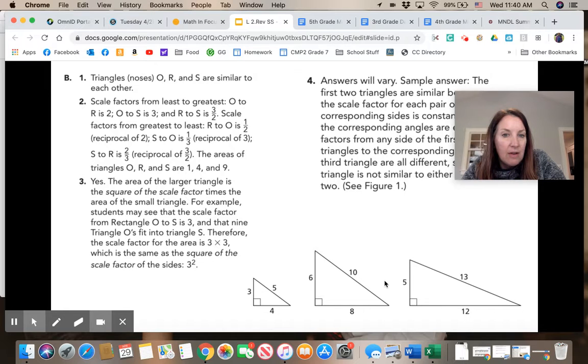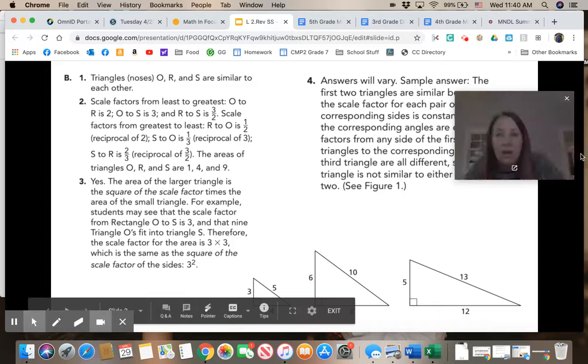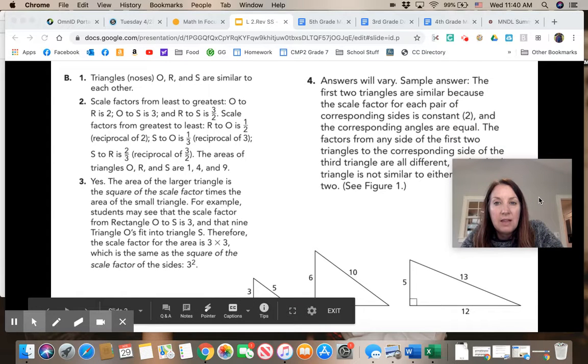B3, yes, the area of the larger triangle is the scale factor squared. So you may see the scale factor from O to S is 3, and that 9 triangles would fit in. Okay, so the same thing works for the triangles as the rectangles. B4 says the answers will vary.